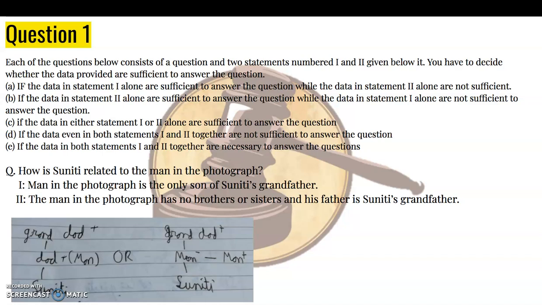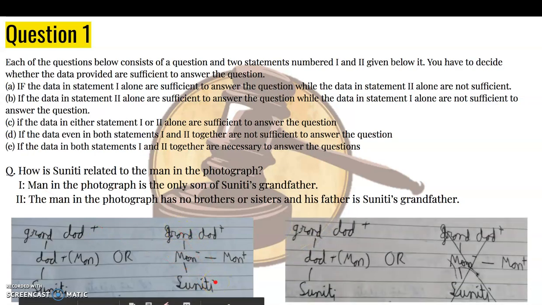This information already encapsulates all that is in 1, but it also helps us eliminate this case. So we are only left with this alternative. So will your answer be option number B, that the data in statement 2 alone are sufficient to answer? The answer to that is no.